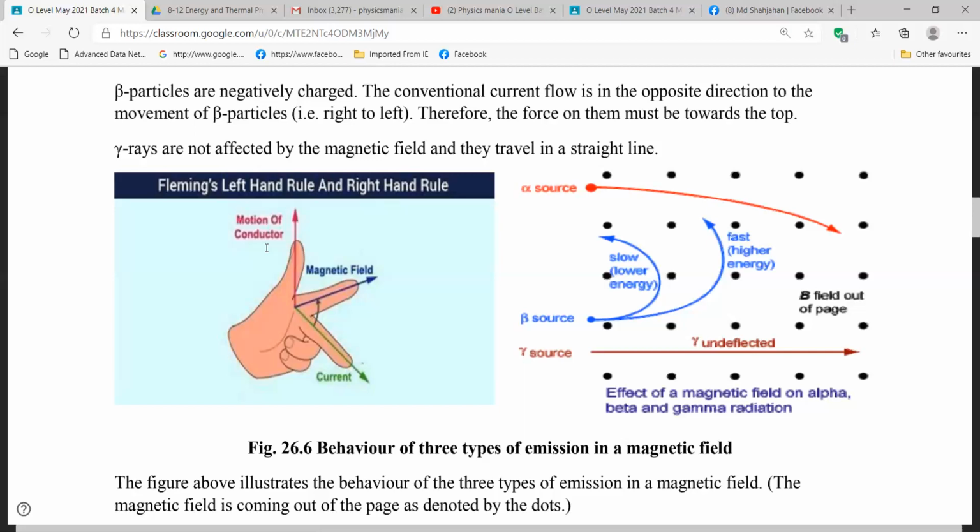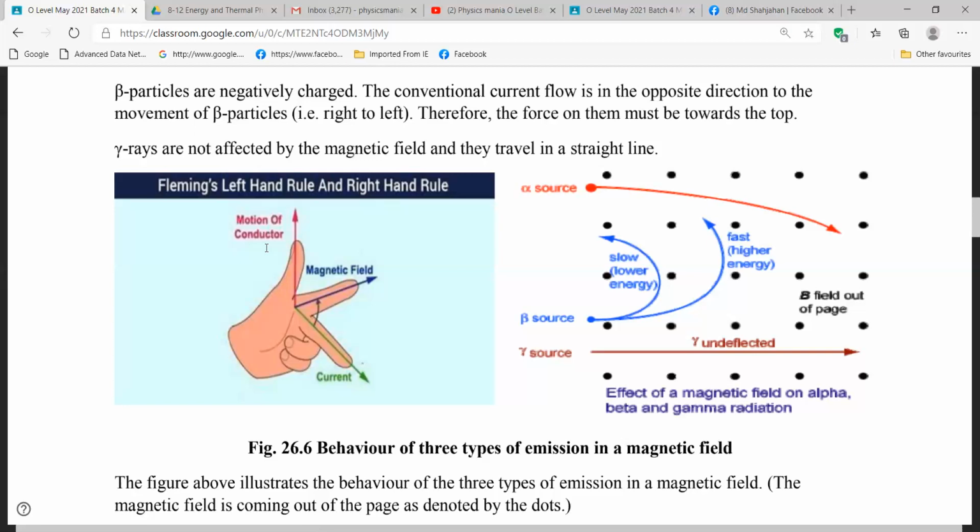Yes, sir. The dots are showing you magnetic field out of the page. That means towards you, okay? Sir, one minute, my hand is paining. Did you understand alpha source why it's going down? Yes, sir. Motion of conduction.